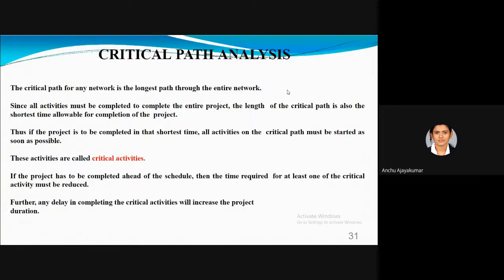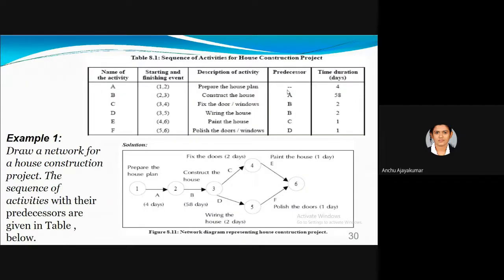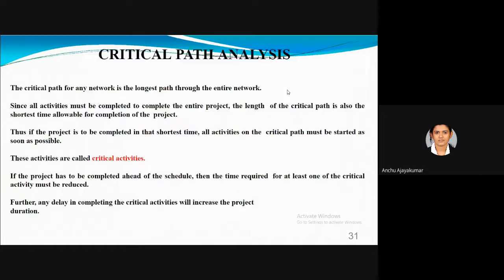Next is critical path analysis. If you see in the previous diagram, we have the paths 1, 2, 3, 4, 6 and 1, 2, 3, 5, 6. You have two paths to come from 1 to 6. Which path will take more time? That represents the critical path. The critical path of any network is the longest path through the network. The activities in the critical path are known as critical activities.